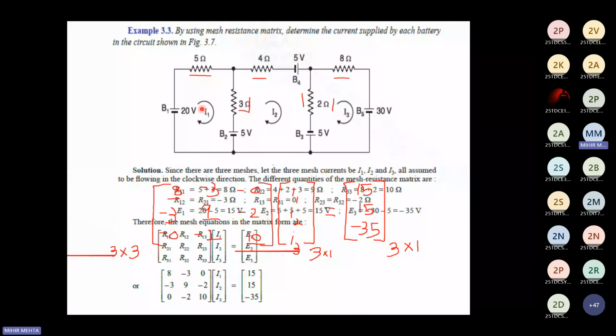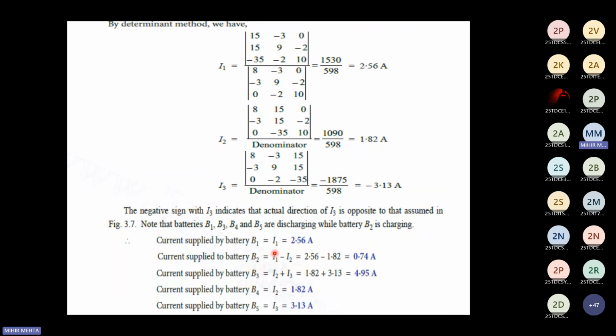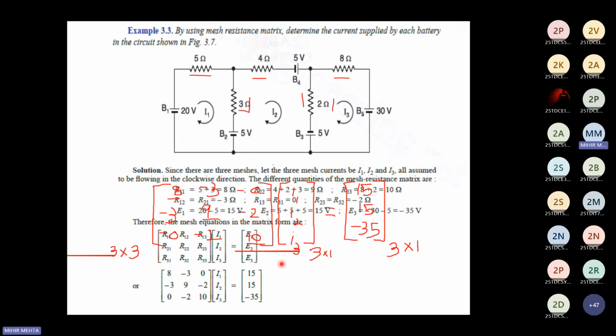By using mesh analysis, you need to find out the current supplied by each of the batteries. Now you know I1, I2, and I3 values. So here the current supplied by B1 would be as good as I1. But when we talk about the current supplied here, it would be I1 minus I2. So here you can see B1 is I1, by B2 it is I1 minus I2. When we talk about B3, it would be I2 minus I3.